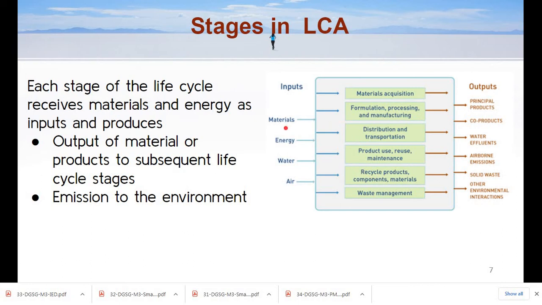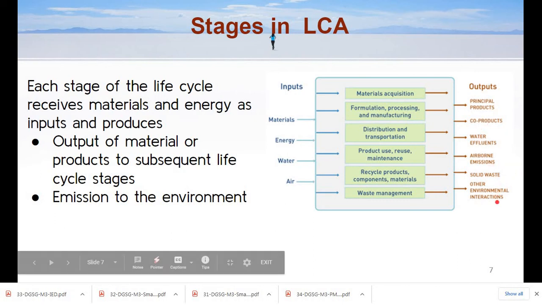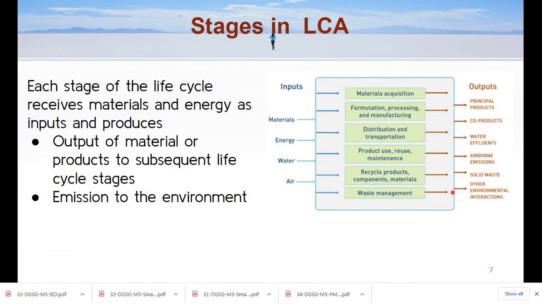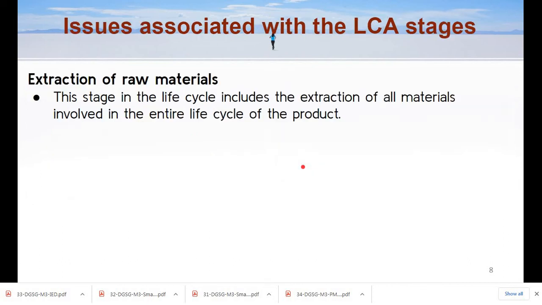So we need to closely look at what are the various inputs like materials, energy, water, air, etc. And also we have to see outputs like principal products, co-products, water effluents, airborne emissions, solid waste, other environmental interactions. So at every stage, we have to look at the inputs and outputs and its environmental impacts and reduce the environmental impacts.